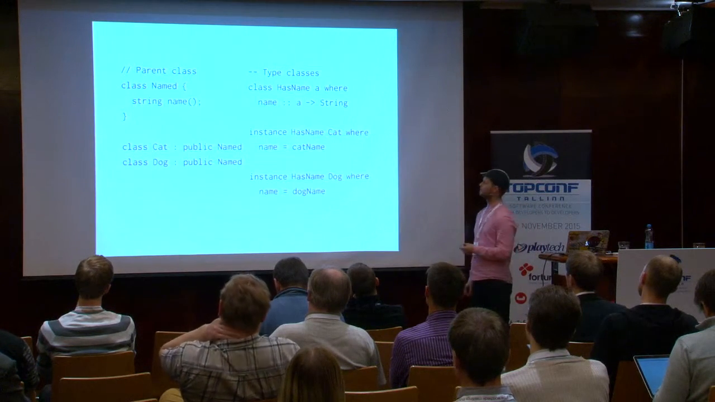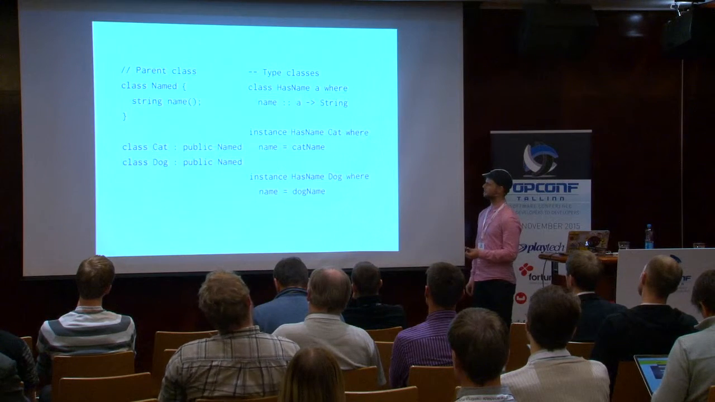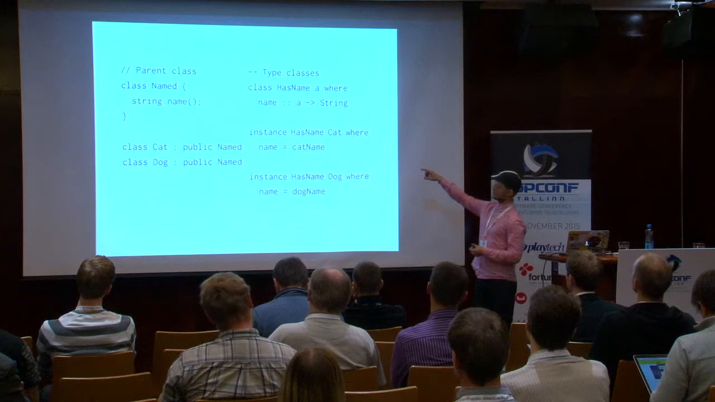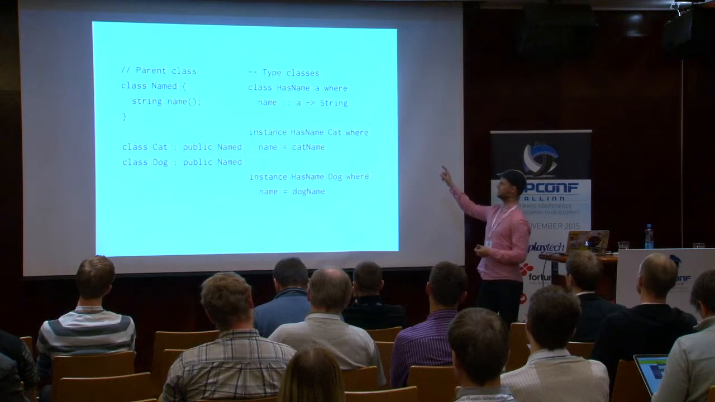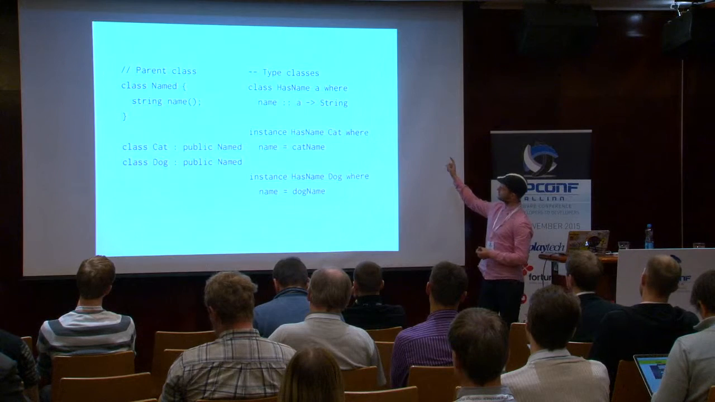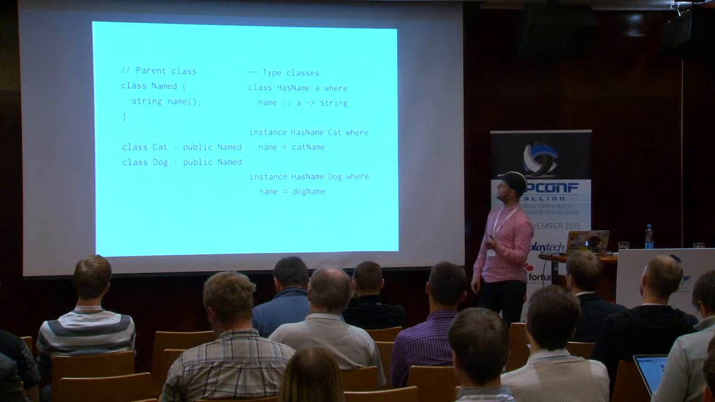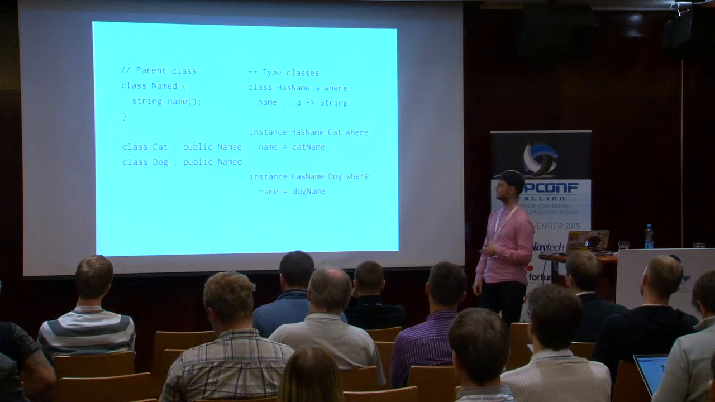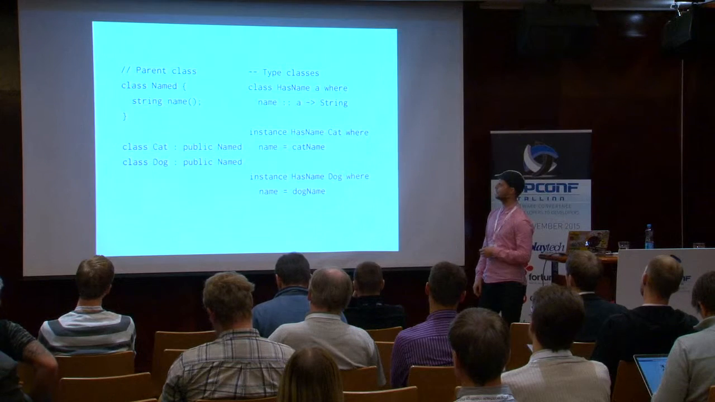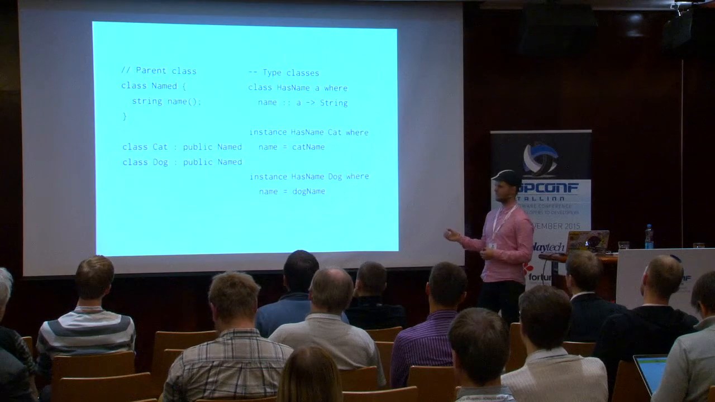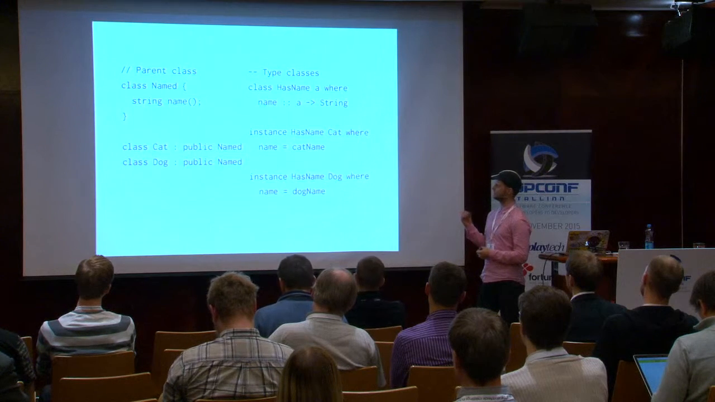In Haskell, for this kind of abstraction, we say that there's a thing which has a name, and then we tell that class has a name: A has a name, and then we give different instances. So if you think about it a bit harder, then it's exactly the same idea.